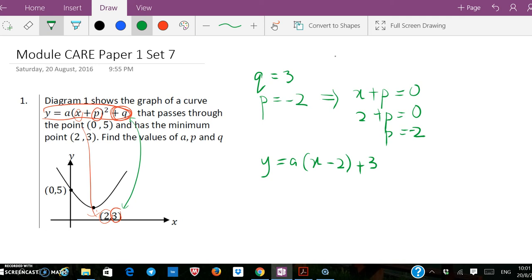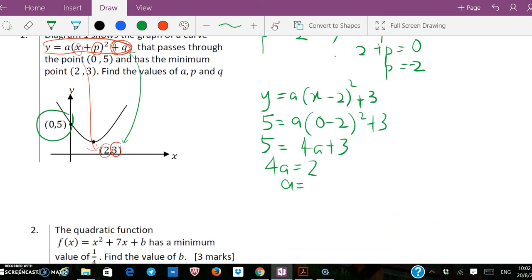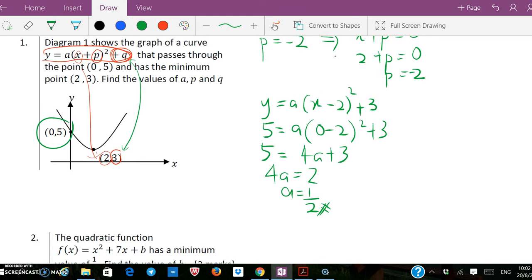but please do not choose the minimum or maximum point, because then the value of x minus 2 will give you 0. So we choose (0, 5). 5 is the y coordinate, and the value of x is 0: 5 equals a(0 minus 2) squared plus 3. So 5 equals 4a plus 3, 4a is 2, a is 1 over 2. This is the answer for question number 1.